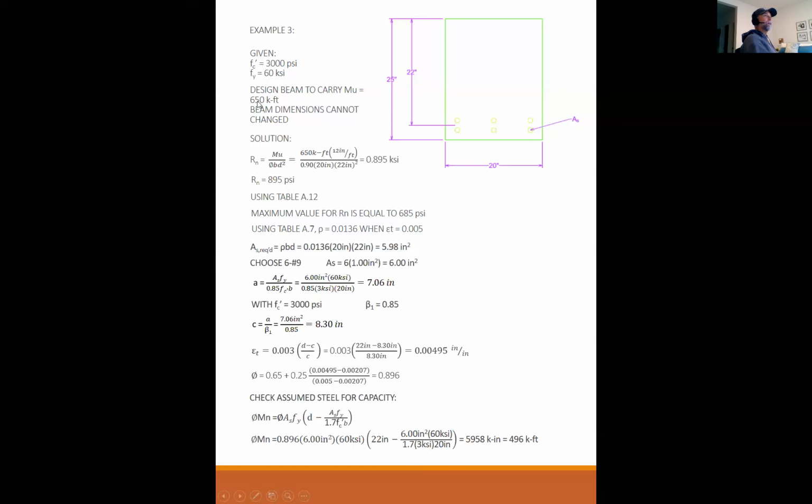That is a far cry from 650. So we're not even close with our maximum steel. Okay, so what I'm doing is I'm starting the problem with a demand that seemingly cannot be carried by this beam, because I put the maximum steel I can put in there. My epsilon sub t is already below 0.005, and I'm not even close. I'm at 500 and I need 650. So what do I do?